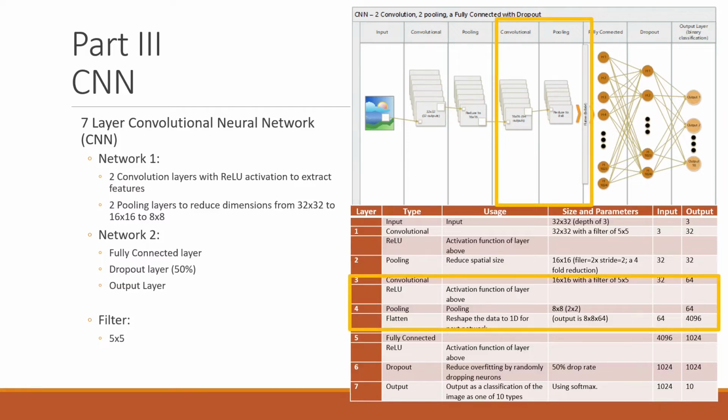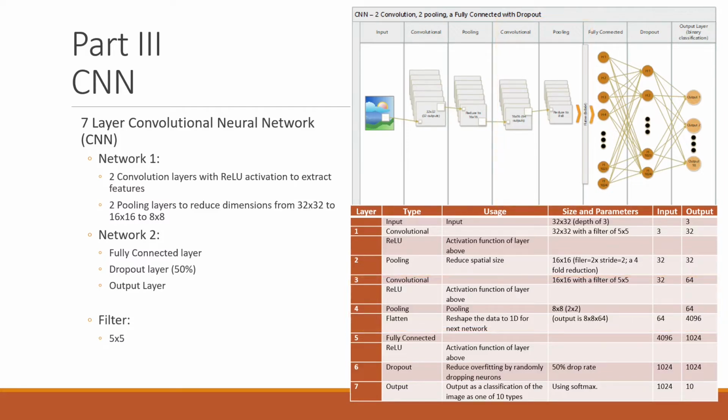For layer 3, we use a convolutional layer which takes the 16x16 image and 32 inputs to process with 64 nodes. Still using the 5x5 filter, we again use the ReLU activation function. The output from the 64 nodes is fed into layer 4, which is another pooling layer, which reduces the image size from 16x16 to 8x8.